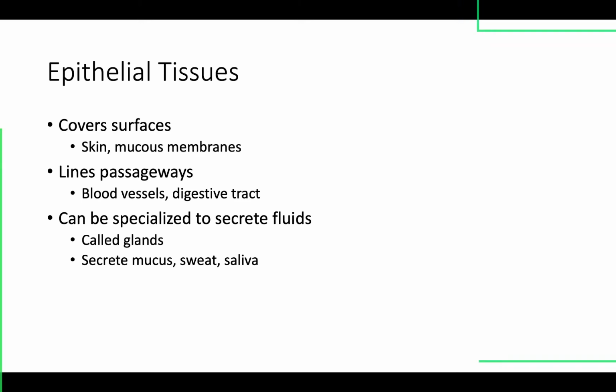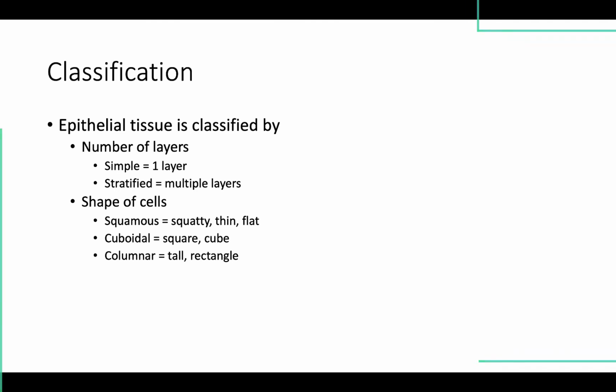Okay, so some of the epithelial tissues can be specialized. We're going to classify the epithelial tissue in 2 ways. The first is based on how many layers there are. If there's 1 layer, it's a simple epithelium. If there are multiple layers, it's a stratified epithelium. The shape of the cells is another way that we classify these epithelial tissues.